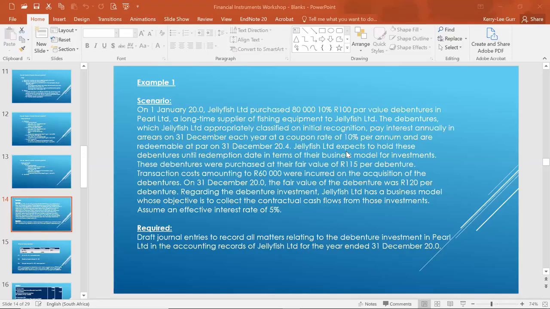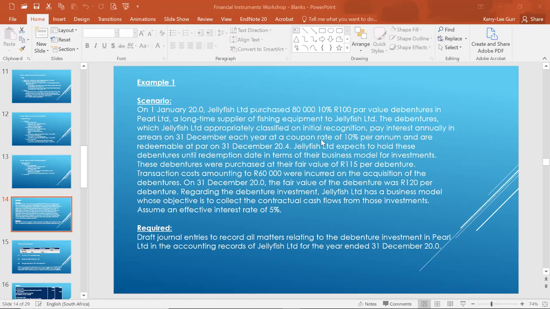Okay, so we have a financial asset here. It can be confusing because I know some people say, well, we have a debt instrument, so we must have a financial liability. It's not the case. Remember, for Jellyfish, they have a financial asset. But for Pearl, what will Pearl have? Will Pearl have a financial asset or a financial liability? Yes, Pearl will have a financial liability.